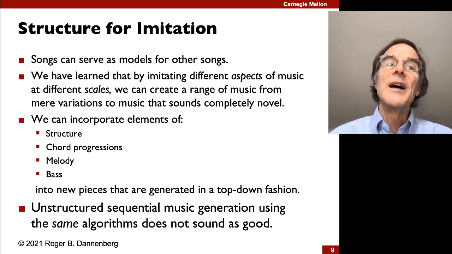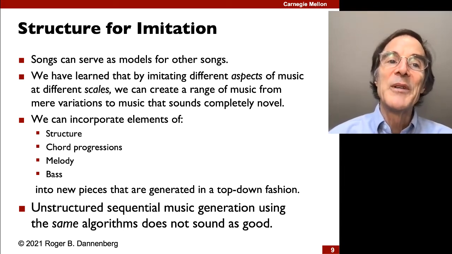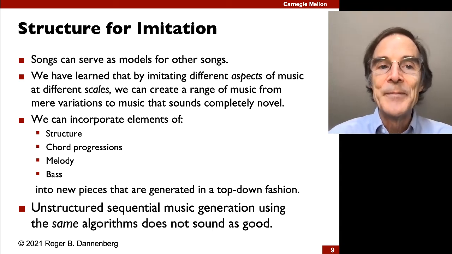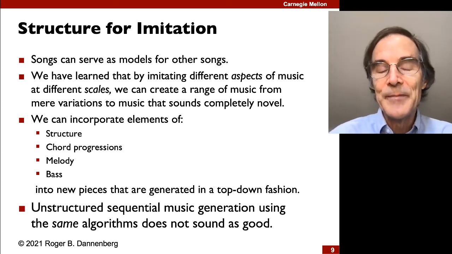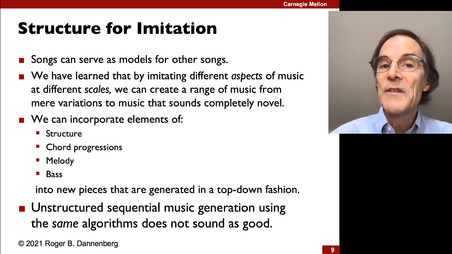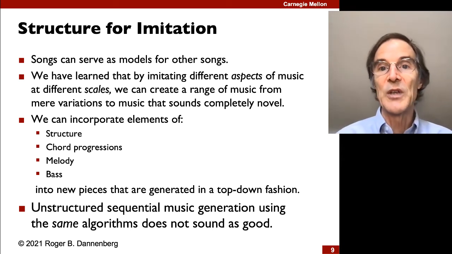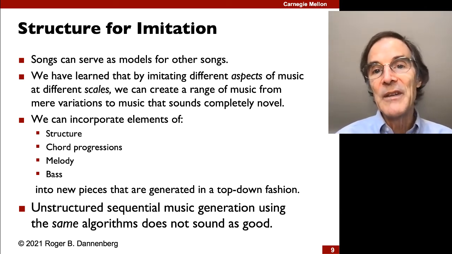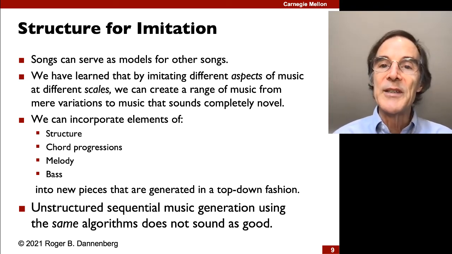All right, so I'm going to leave deep networks aside and talk about a couple of uses of structure in research that I've done recently. The first of these topics is structure for imitation. The idea is songs can serve as models for other songs. So if you want to generate some music that someone likes, maybe it's a good idea to imitate something they already know and like. And in this way, we could generate some personalized music.